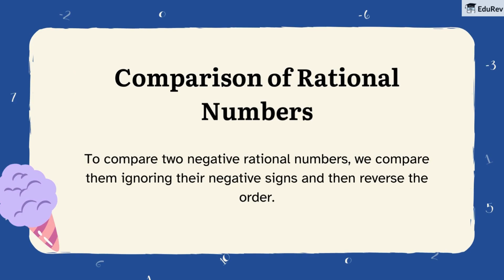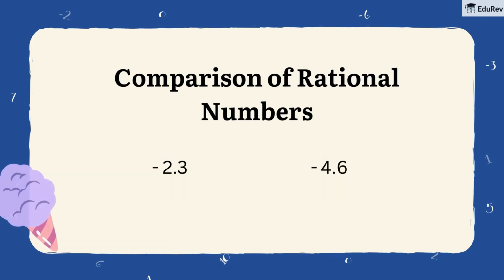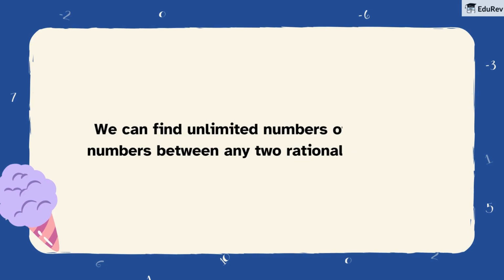To compare two negative rational numbers, we compare them ignoring their negative signs and then reverse the order. Like, while comparing minus 2.3 and minus 4.6, we remove the minus sign in front and then compare 2.3 and 4.6 to get that 4.6 is greater than 2.3. Now we reverse the order for the correct answer, that is, minus 2.3 is greater than minus 4.6. Did you know? We can find unlimited numbers of rational numbers between any two rational numbers.